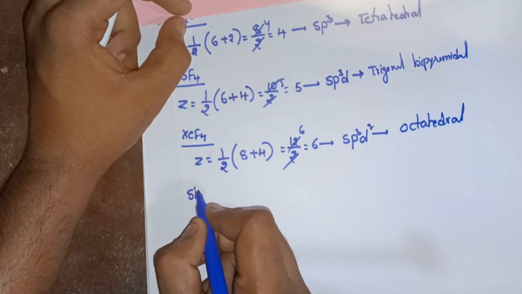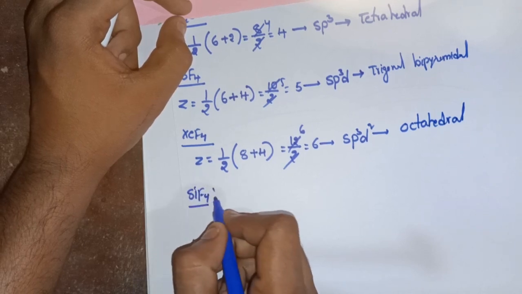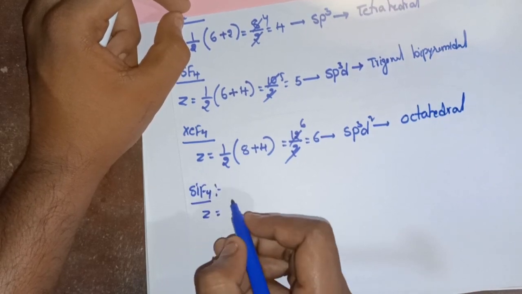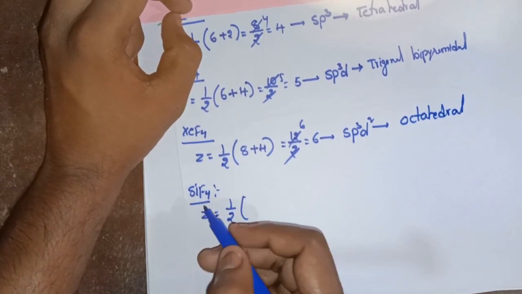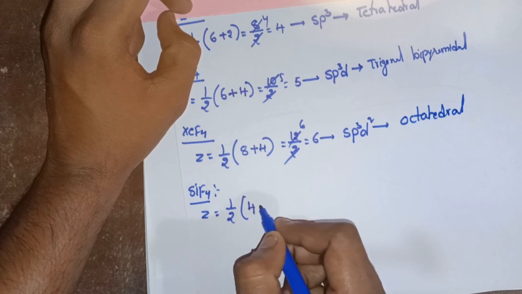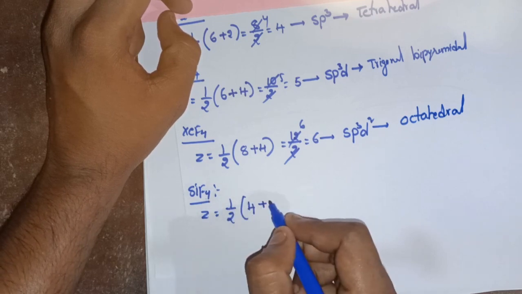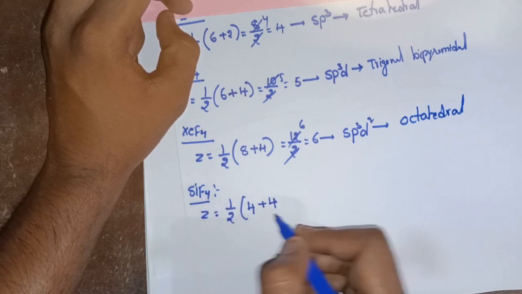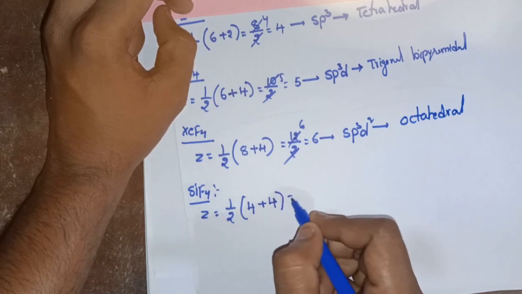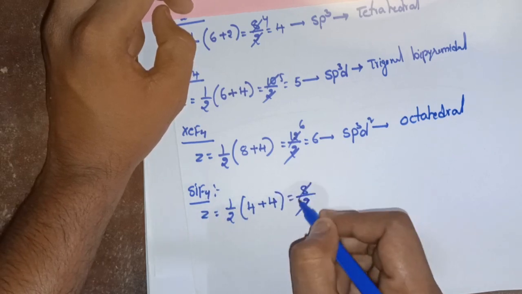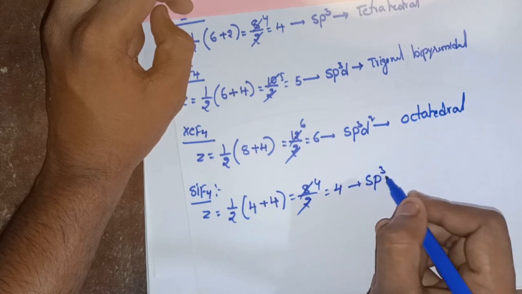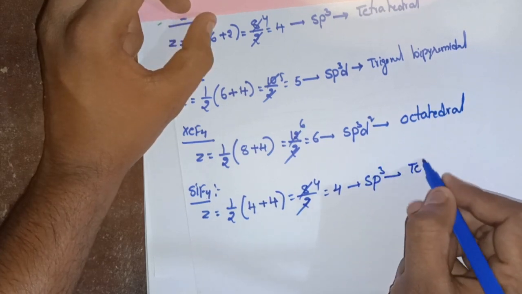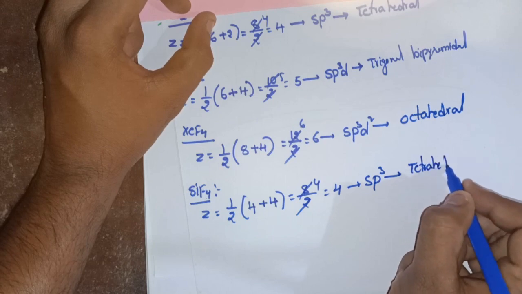Let's see for SiF4. Z is equal to half into the number of valence electrons on silicon, 4, plus the number of monovalent atoms, 4. Here there are no positive and negative charges. So 8 by 2, that is 2 fours are 4. If 4 is present, it is sp3 hybridization. That is, the geometry will be tetrahedral.